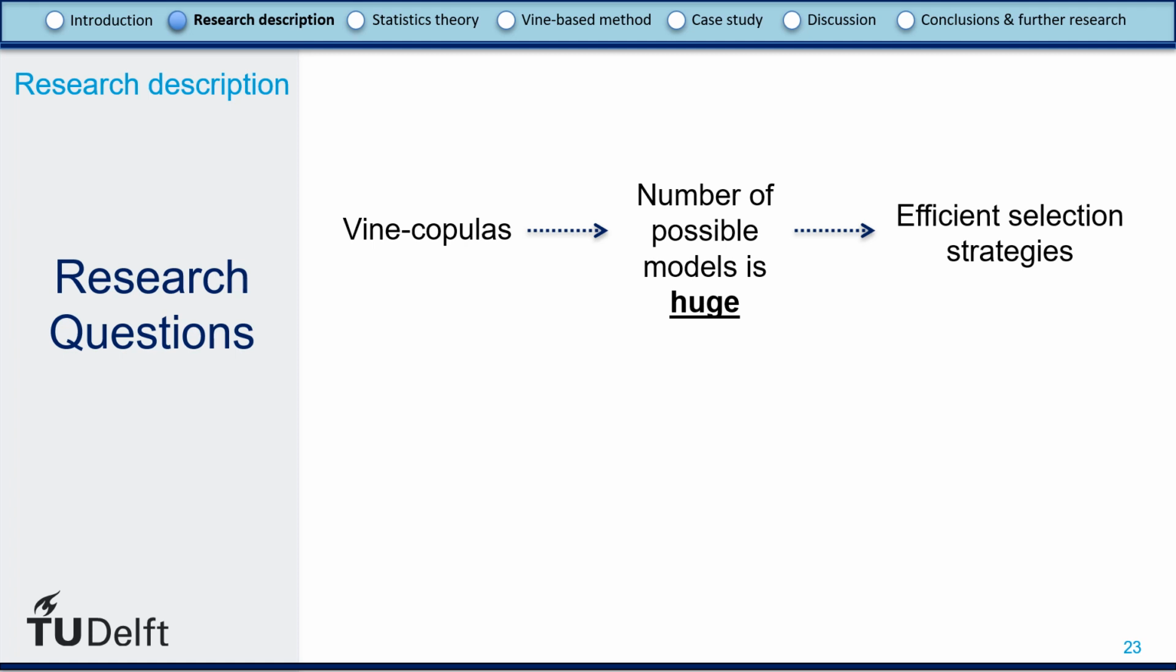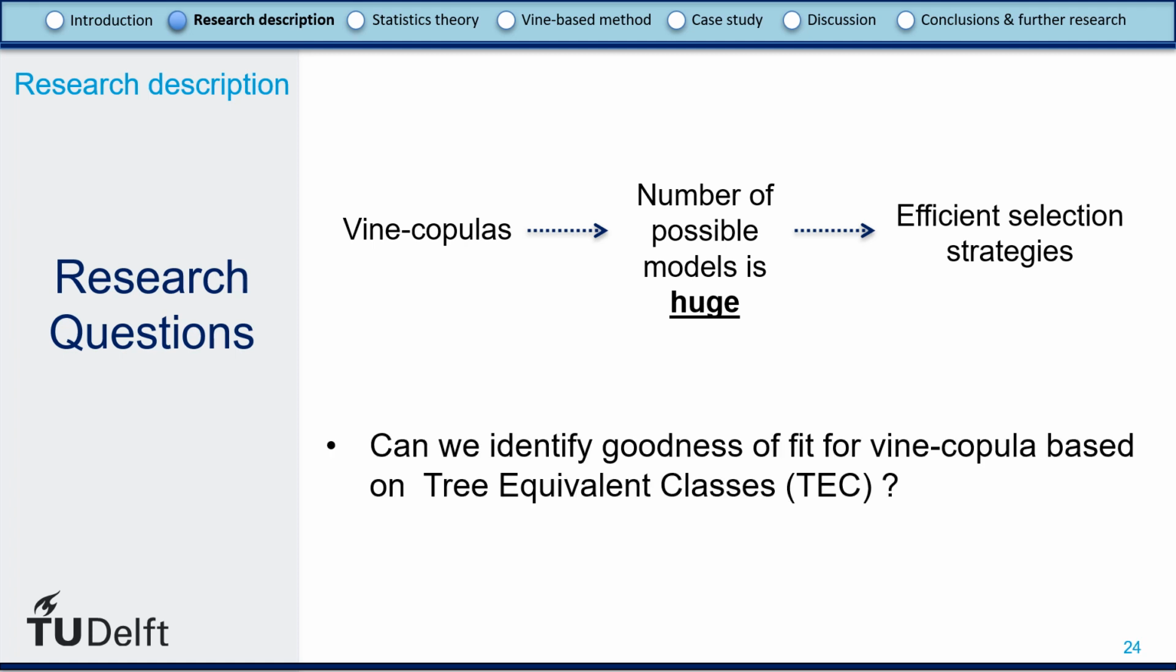However, the amount of existing vine copulas, and hence the models to choose from, is huge, so it is completely essential to develop efficient selection strategies. Based on this size issue, I posed a secondary research question that is directed more towards the statistical community. Can we identify goodness of fit for vine copulas based on tree equivalent classes? Tree equivalent classes is the way of classifying regular vine copulas, and I will come back to this concept later on in this presentation.